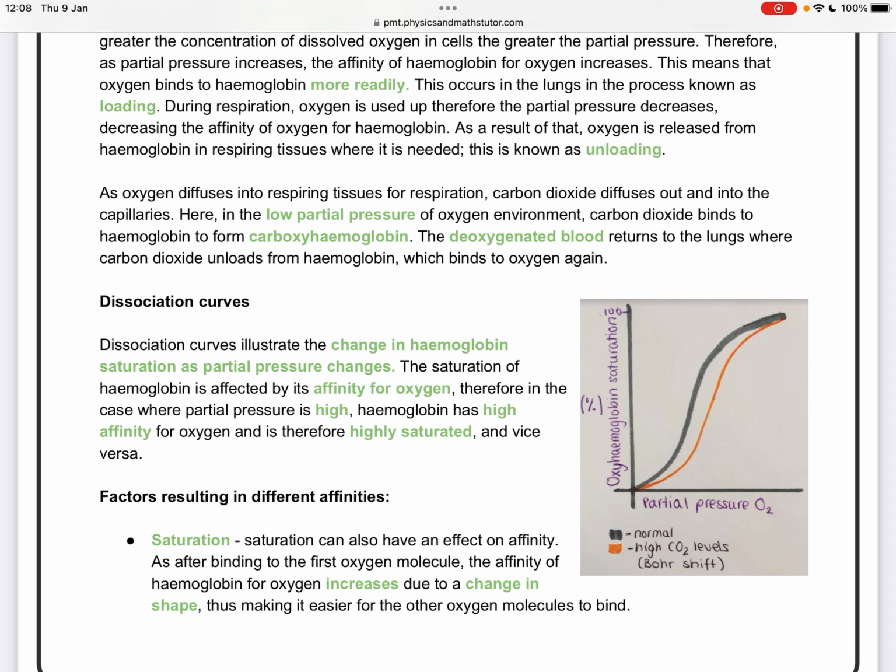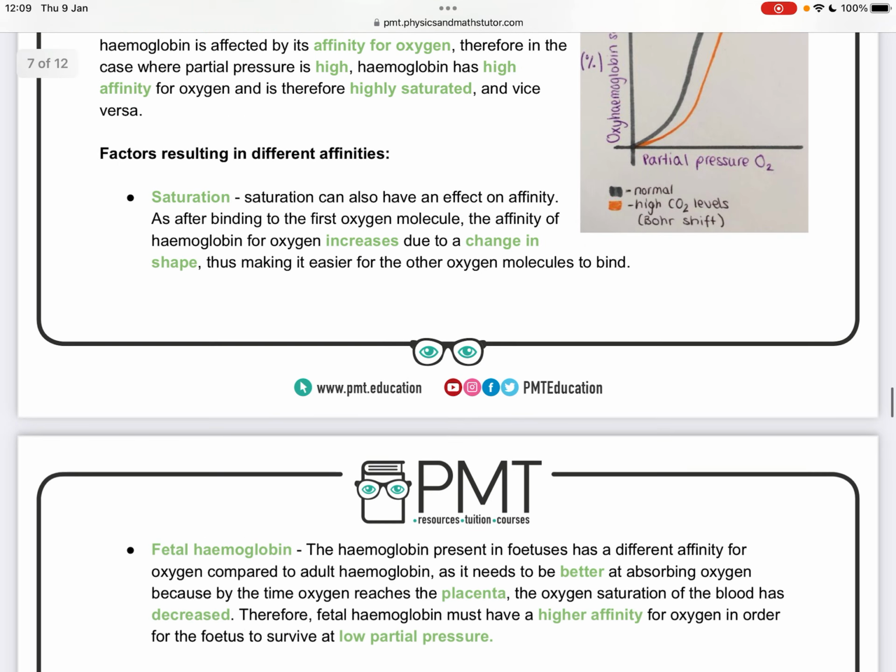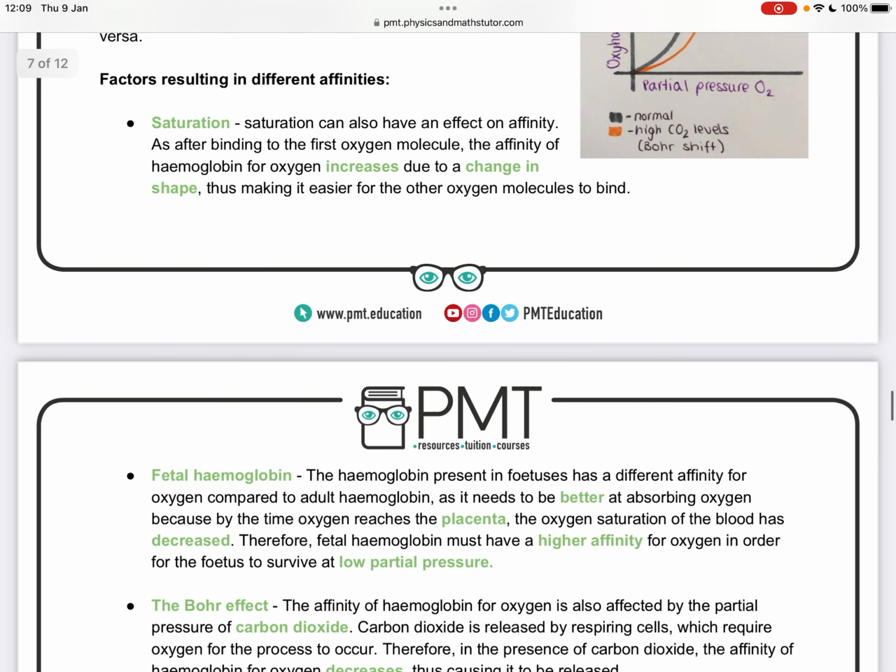Here we're just explaining. So now let's complete with the dissociation curves. Dissociation curves illustrate the change in hemoglobin saturation as partial pressure changes. The saturation of hemoglobin is affected by its affinity for oxygen. Therefore, in the case where partial pressure is high, hemoglobin has high affinity for oxygen and is therefore highly saturated, and vice versa.